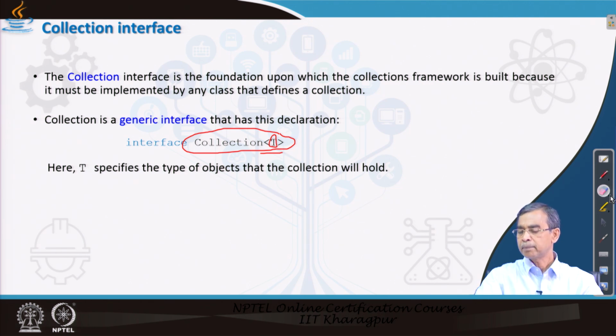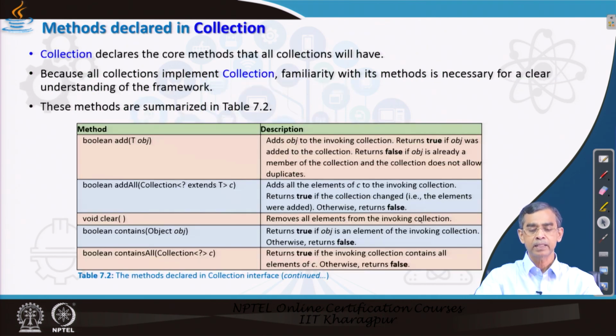So, this is the idea about the collection interface, and let us see what methods are there in this collection interface. There are many methods in fact, and again one thing you should note is that an interface does not have any constructors, only methods, because an interface cannot be used to create any object. That is why no constructor is there in the interface. Anyway, methods are there. Now, what are the methods?